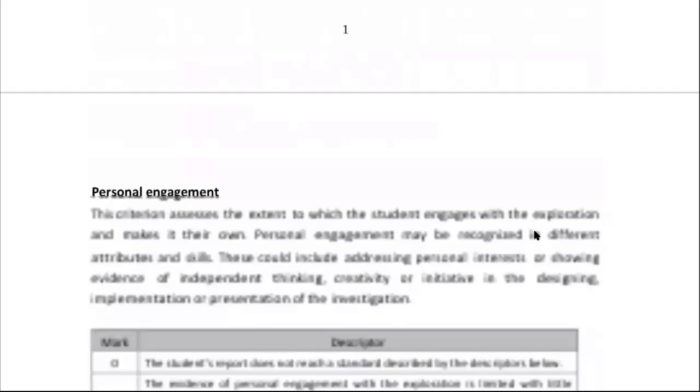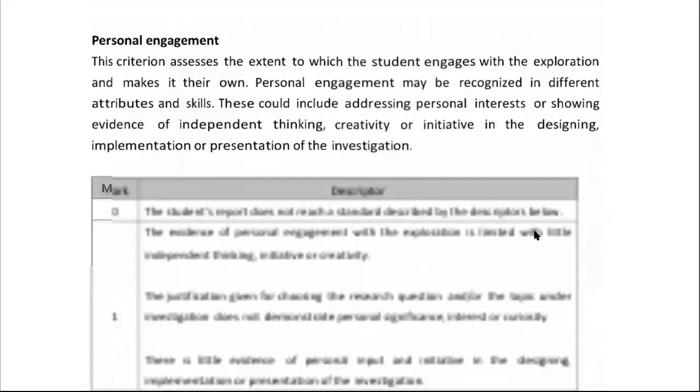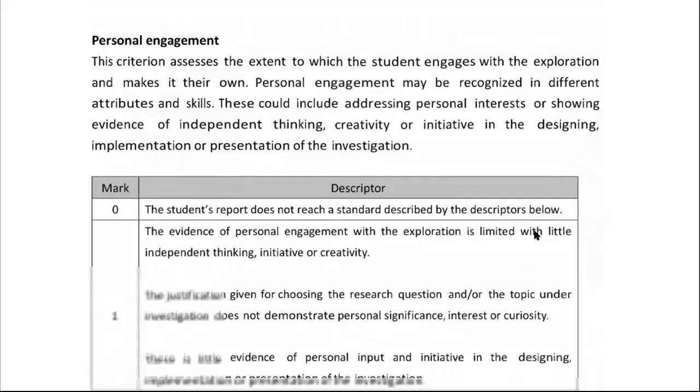And then after this, it's going to go into detail. So I mentioned that personal engagement, it says here, assesses the extent to which the student engages with the exploration and makes it their own. So it can be recognized in different attributes and skills. It could be a personal interest. Okay, so maybe there's something you're interested in and you find a way to design an experiment related to chemistry that relates to something you're interested in.